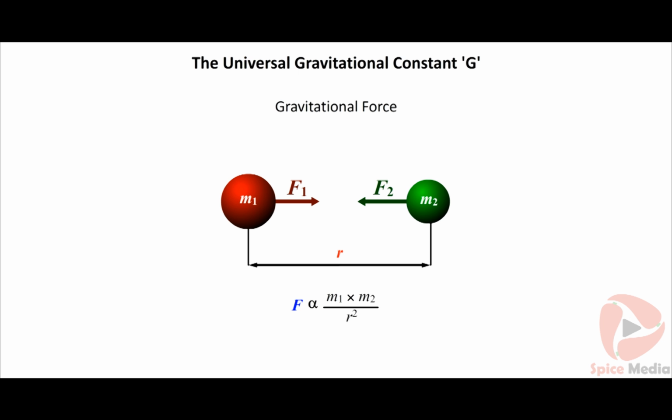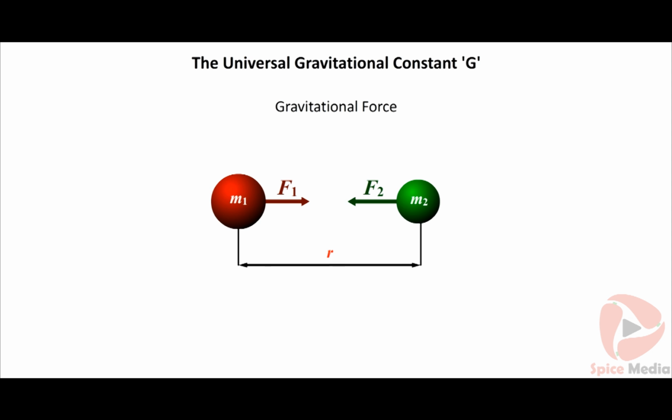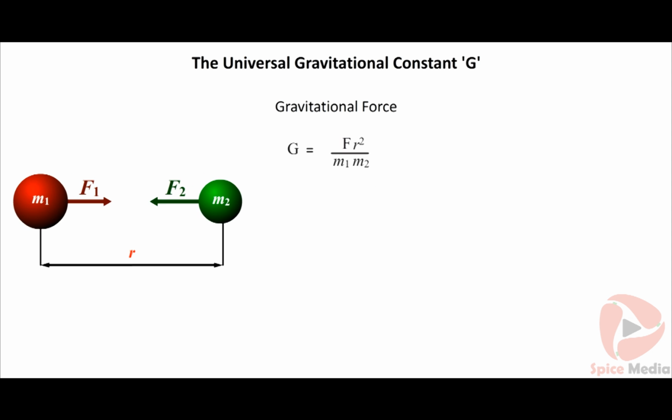On replacing the proportionality sign, we get F is equal to G m1 m2 by r squared, where G is the universal gravitational constant. On rearranging the terms, we get G is equal to F r squared by m1 m2. We could further define G to be equal to the gravitational force of attraction F exerted between the objects that have unit masses and are separated by unit distance.